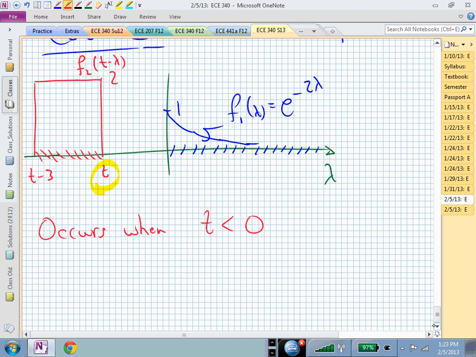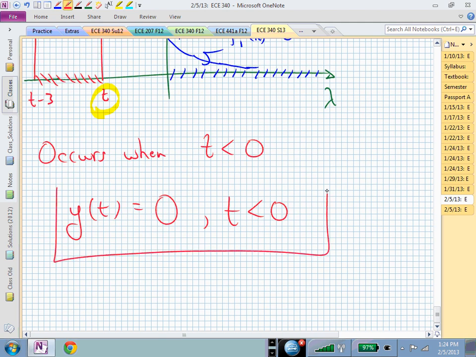As long as t remains less than 0, I see this picture, and what's y of t? Y of t is the integral of the product of those two. If I multiply this times that, point for point, and they don't overlap, the argument is 0, isn't it? My output then is 0 as long as t is less than 0. Questions on that? So until t equals 0, I'm not going to have an output.